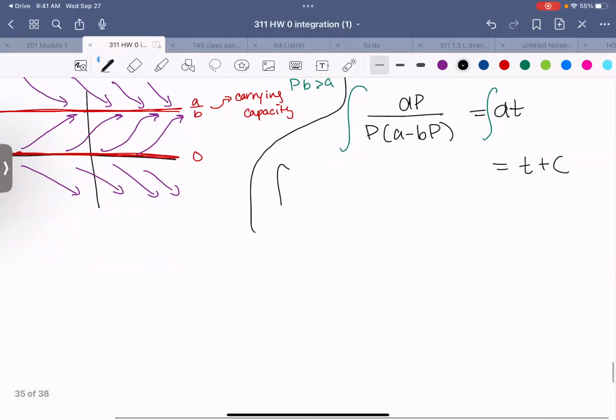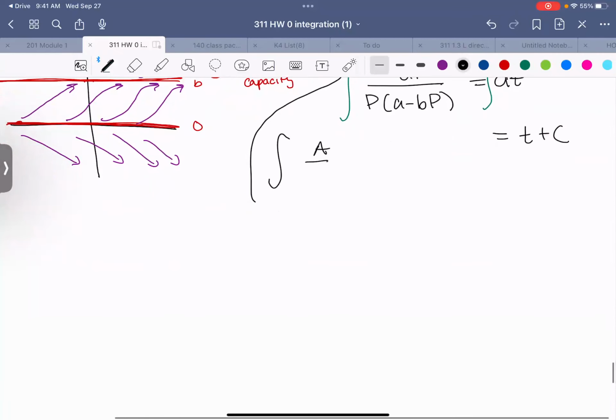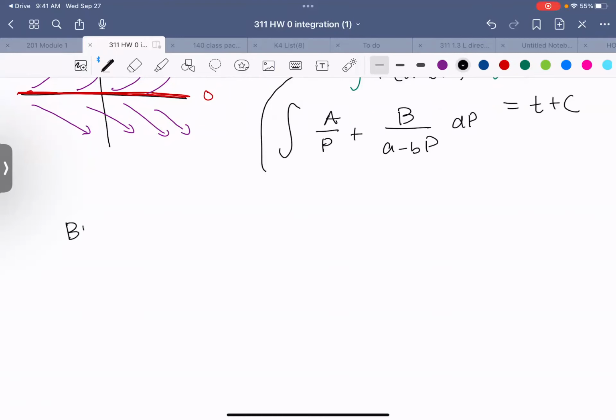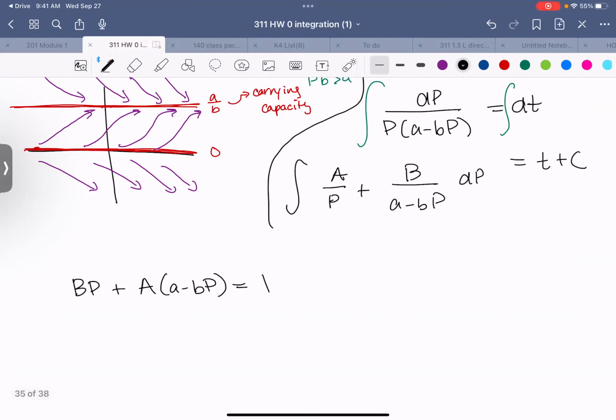Okay, so you're going to decompose this as A over p plus B over (a minus bp) dp. You're going to find your values. So that gives you B times p plus capital A times (little a minus little bp) equals 1. So when p equals 0, you get little a times capital A equals 1. So capital A is 1 over little a.